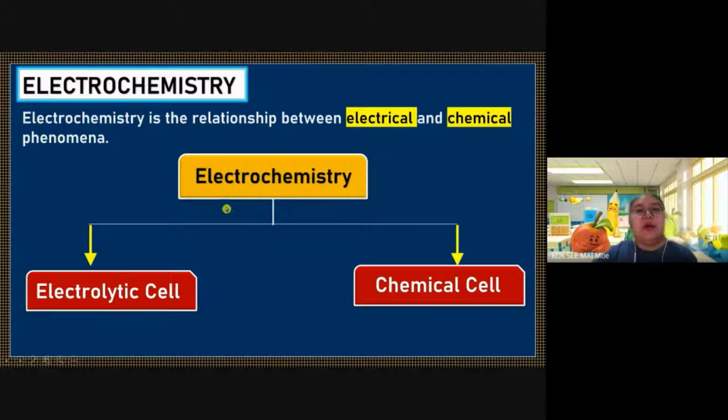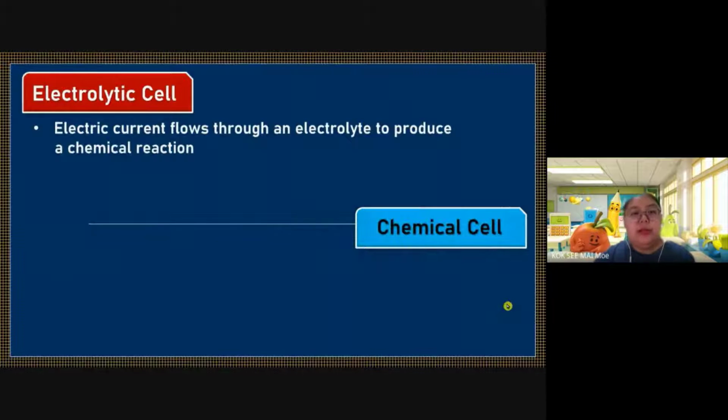So from here we see electrochemistry. Electrochemistry is separated into two: one is the electrolytic cell, and the other is the chemical cell. Electrolytic cell means electricity goes to chemical. Chemical cell means chemical produces electricity. These are two different things. Now we are going to see them one by one. We go to the electrolytic cell first.